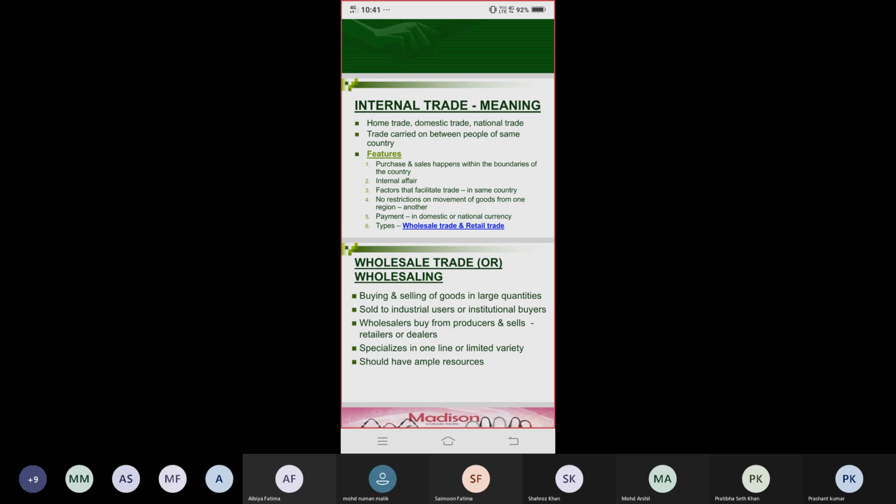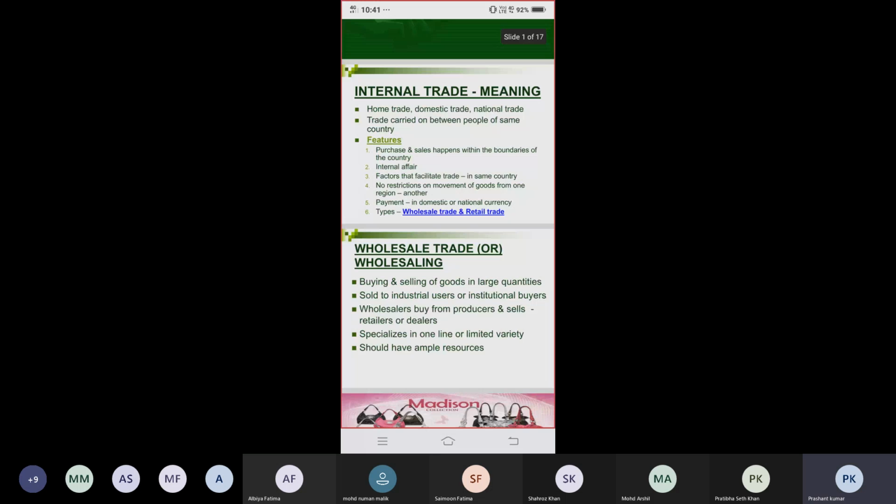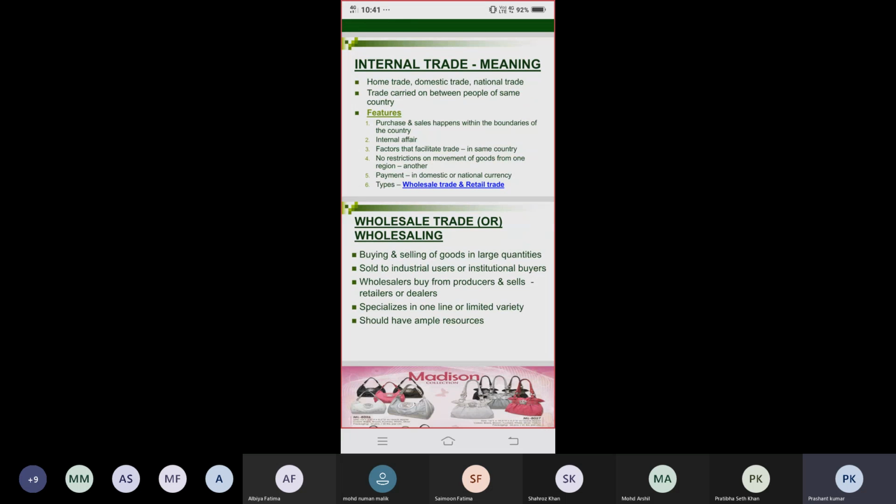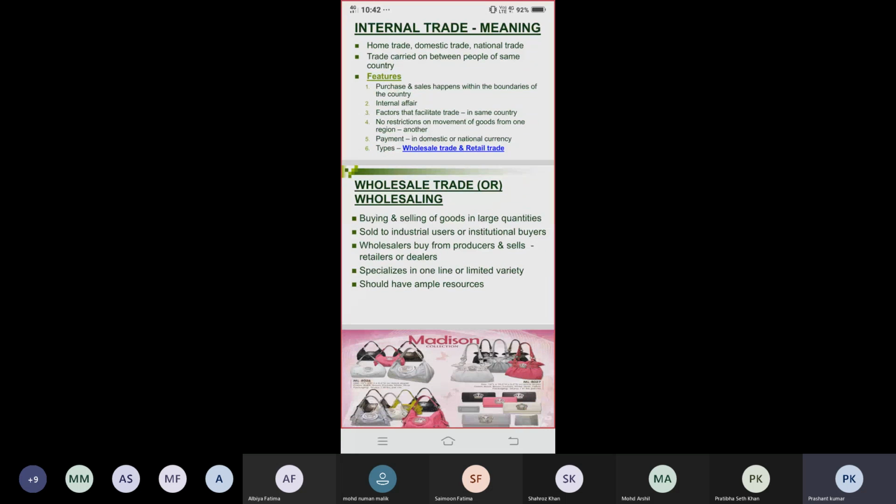Its features are: purchase and sales happen within the boundaries of the country; internal affairs, factors that facilitate trade in a country; no restriction on movement of goods from one region to another; payment in domestic or national currency. Types are wholesale trade and retail trade.